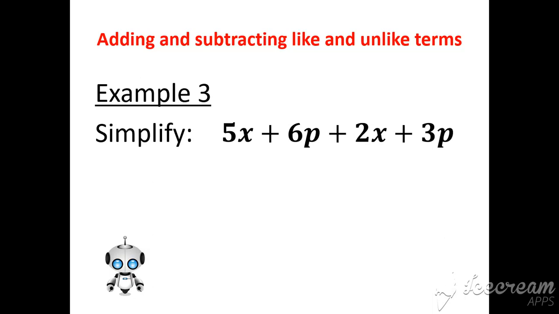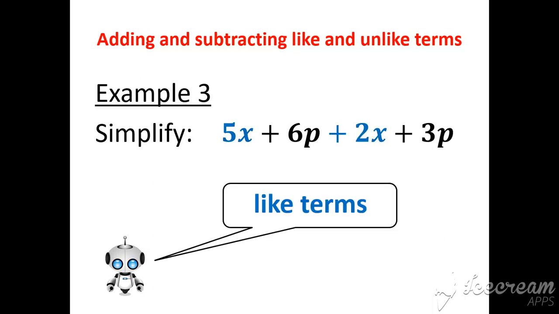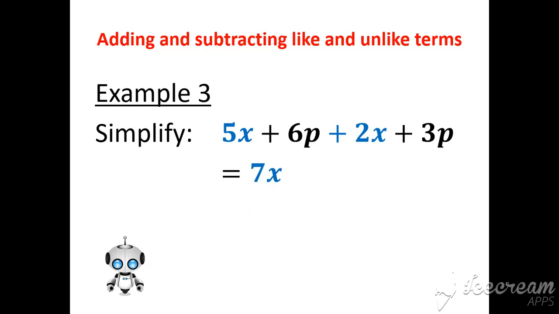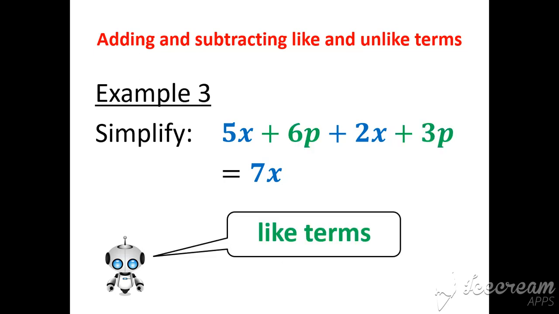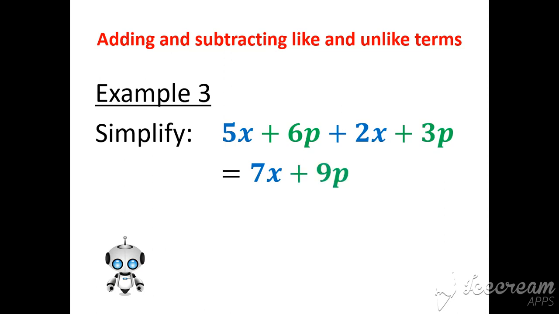All right, let's move on to example 3. Let's simplify this expression. 5x plus 6p plus 2x plus 3p. Now notice we've got some like terms with the x. So we've got a 5x plus a 2x. That gives me 7x's. And notice we've also got some like terms with my p's. So we have this plus 6p plus the 3p. So we've got a positive 6 plus positive 3. That makes positive 9. So we're going to write down plus 9p.